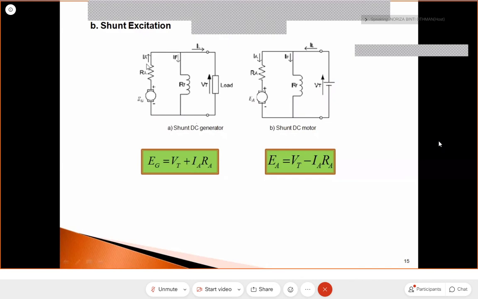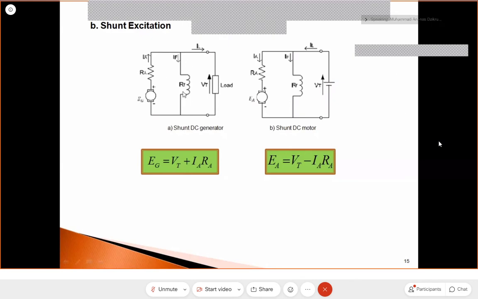Direction of current dia ni IA, I armature, and then ini I field, and then ni I load, IL, I load ataupun I line. So EG equal to VT plus IA RA, maksudnya kita ambil load ni. Kita ignore RF ni sebab RF ni bila dia parallel dengan load, voltage across RF ni sama. So bila you buat loop, you just consider satu loop yang besar tanpa melibatkan RF. Maksudnya kita ignore RF ni. Faham tak?